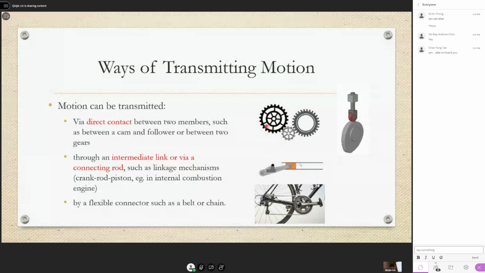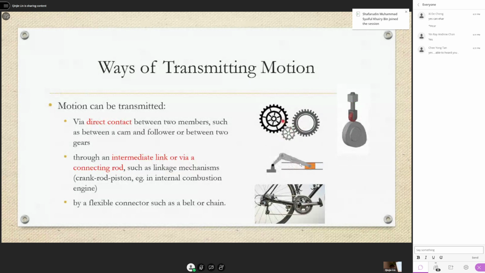So gears, when something turns, if you put other gears around it, the teeth will mesh into the other teeth and then start rotating the other part. Okay, so this is direct contact.